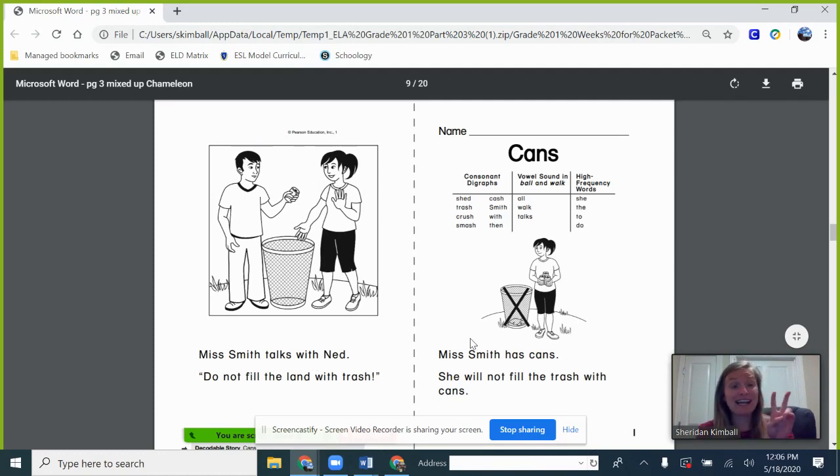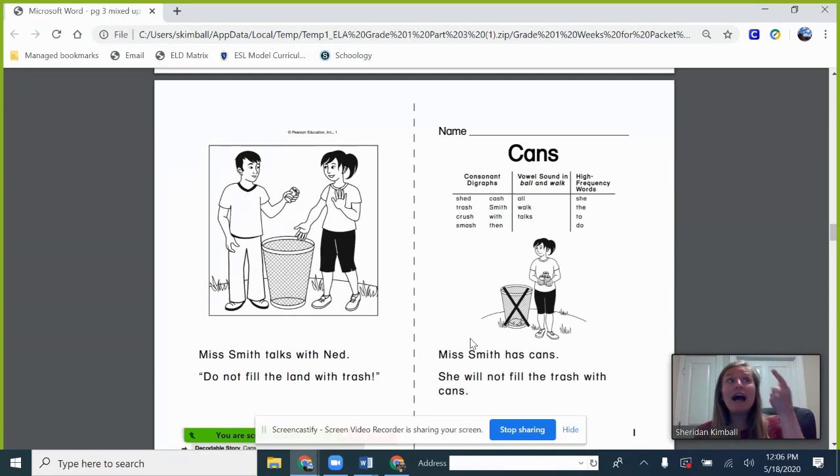Now, friends, this is our second time reading this story together. I am understanding from reading this that Miss Smith does not put her cans in the trash. She does not put her cans in the trash. She crushes her cans and she puts them to be recycled.